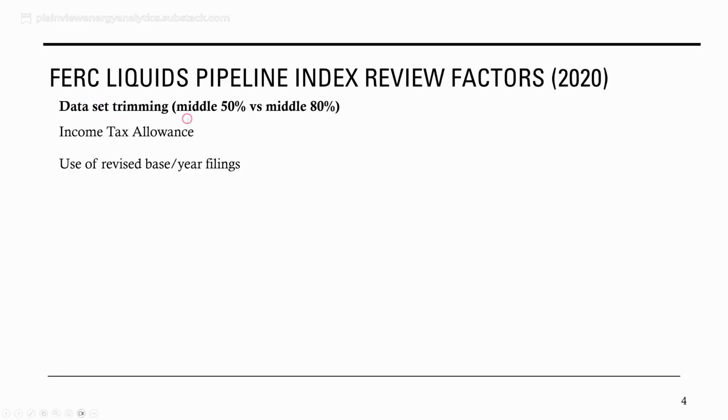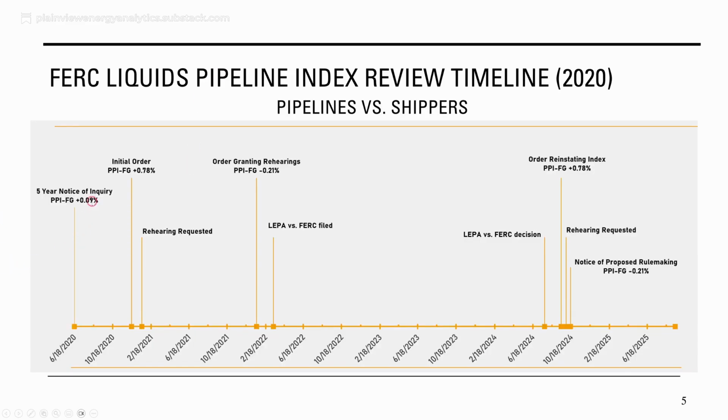One of the big issues was, are we going to trim the data set from the middle 50% to the middle 80% or not? So in the initial notice of inquiry, FERC used that middle 50%, but the pipelines lobbied and basically wrote and said, hey, you should use the middle 80%. It's a more robust figure, is basically what their argument was. And FERC came out and they agreed, among other things like the income tax adjustment and the revised filings. FERC agreed with the pipelines and said we should use that 80% figure. But the effect of using that 80% figure was to actually boost the inflation factor.